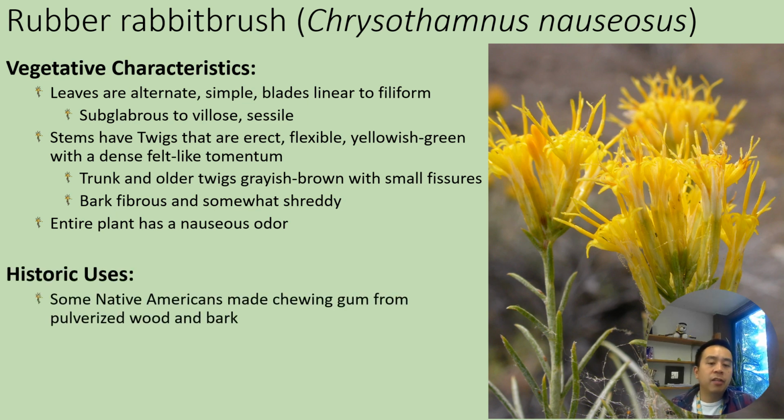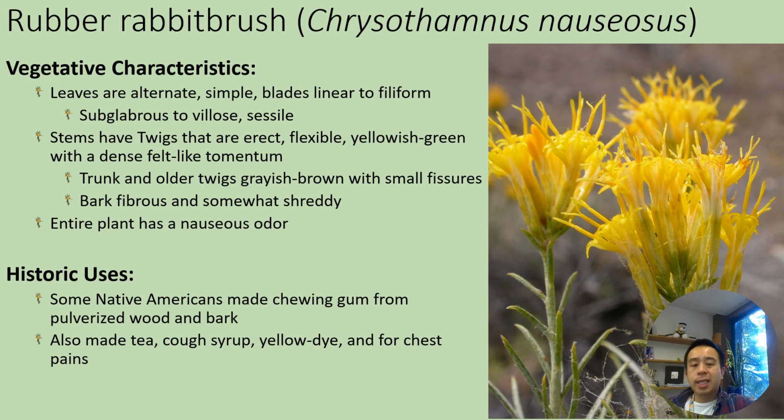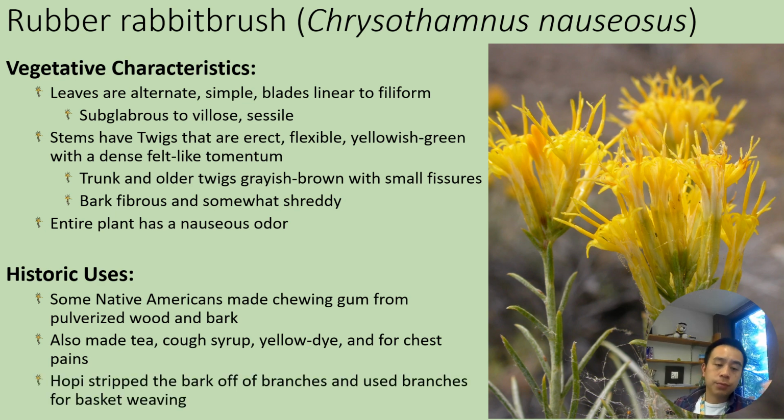Historically speaking, some Native Americans made chewing gum from pulverized bark and wood, and they also made tea, cough syrup, and yellow dye, and used those cough syrups and teas for chest pains. The Hopis stripped the bark off of branches and used the branches for basket weaving.